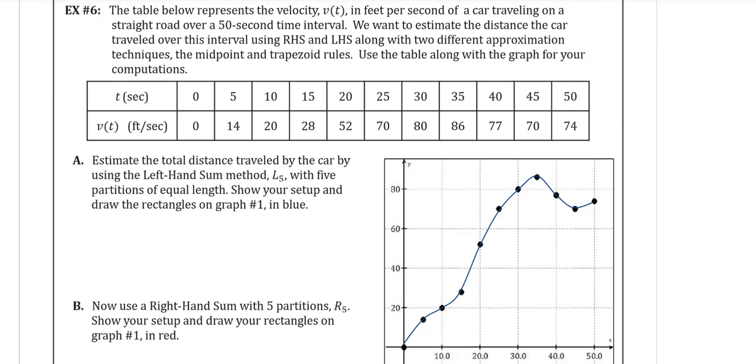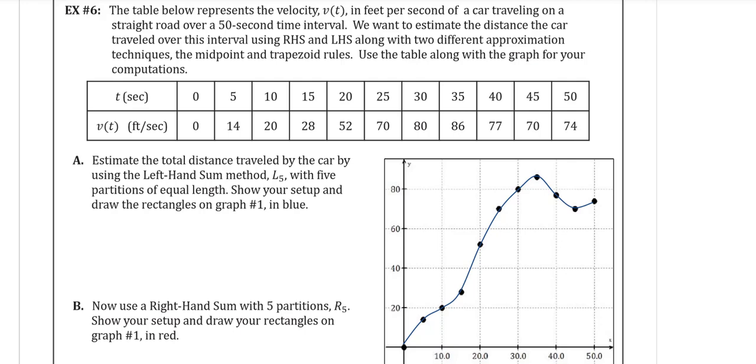The table below represents the velocity v of t in feet per second of a car traveling on a straight road over a 50-second time interval. We want to estimate the distance the car traveled over this interval using right-hand sums and left-hand sums, along with 2 different approximation techniques, the midpoint and trapezoid rules. Use the table along with the graph for your computations. So this is something we have done before, like we have found area under a velocity curve to determine the amount of distance traveled. So it's the same idea. So here's our table, there's our graph, everything's been plotted for us.